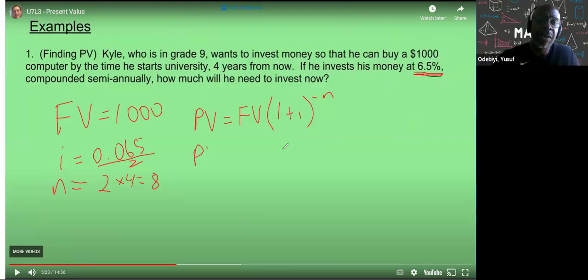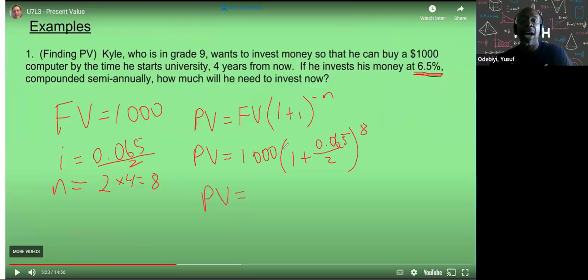So my present value is going to equal 1,000 times (1 plus i), and i is 0.065 divided by 2. I didn't divide it by 2 before. And then my compounding period is going to be 2 times 4, which is 8. Okay, and present value is going to equal the sum amount. I'm not going to do the calculation because we're just going to see it shortly on the screen, but that's how you would solve that, right? So he would need to invest this much money now in order to grow to $1,000 in the future.